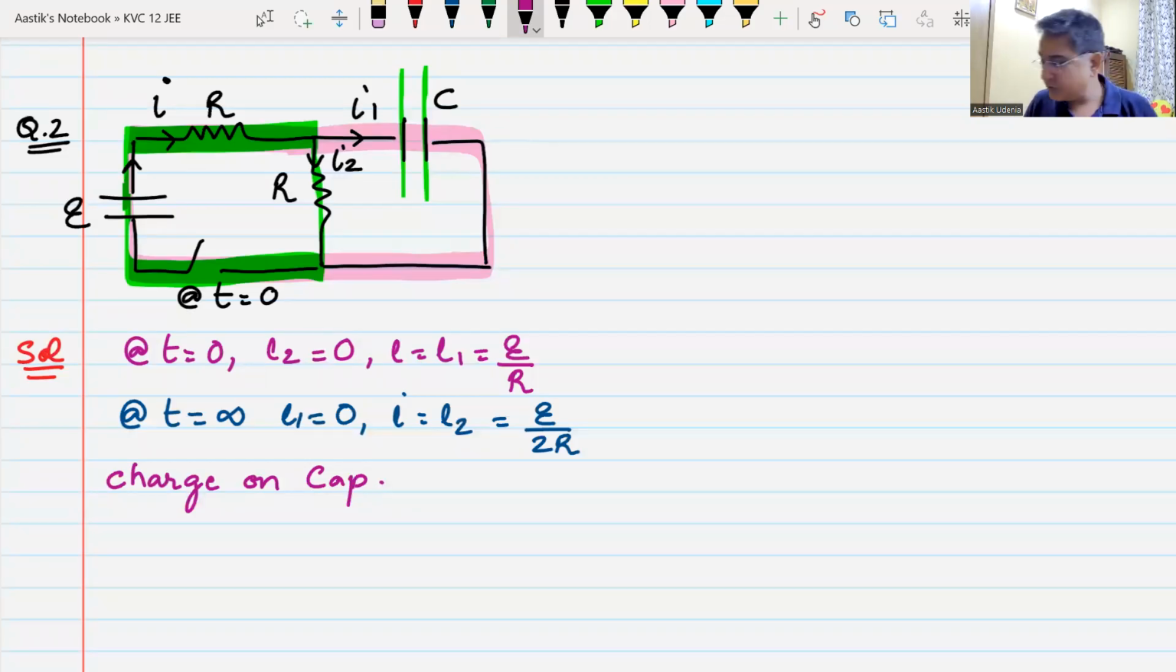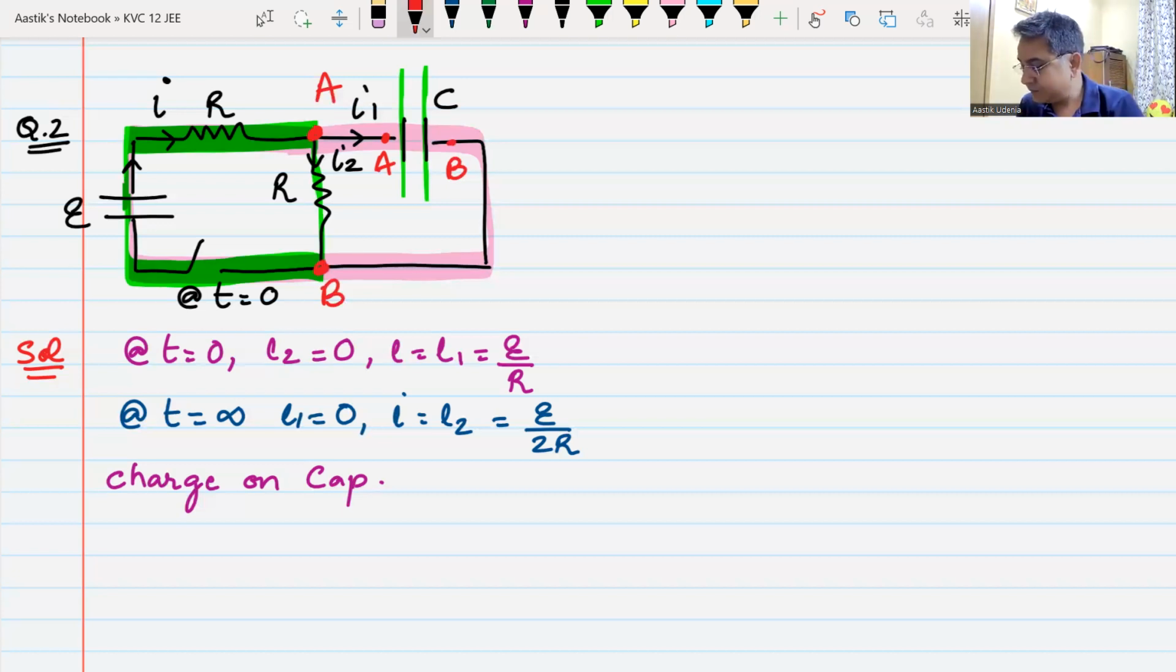So how am I supposed to do this? I have to find out the potential across the capacitor, the potential between this point A and this point B. Do we understand this? Now there is no current in this branch, so point A comes here and point B comes here. Yes or no?